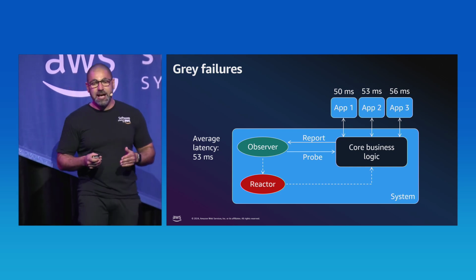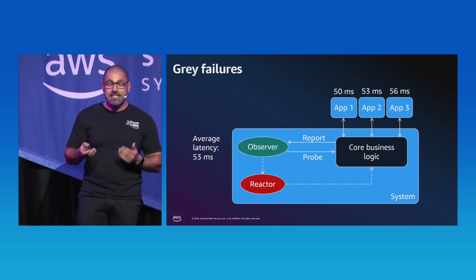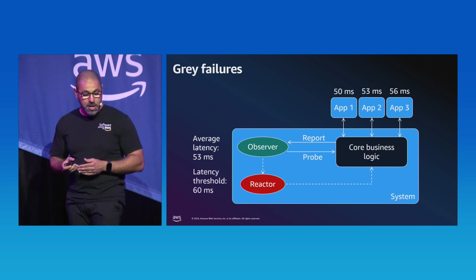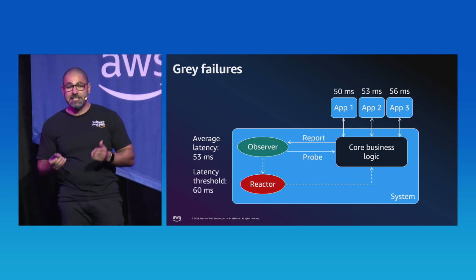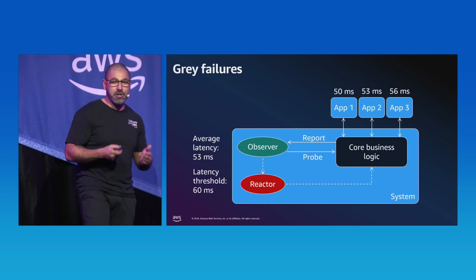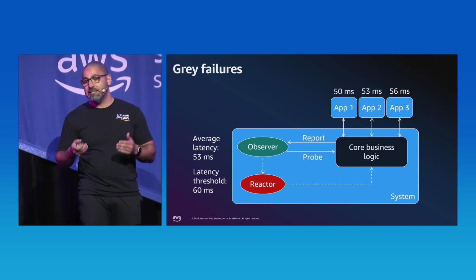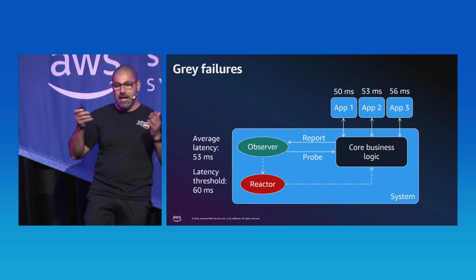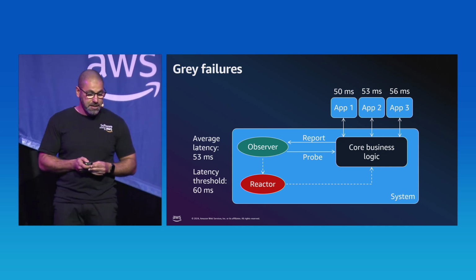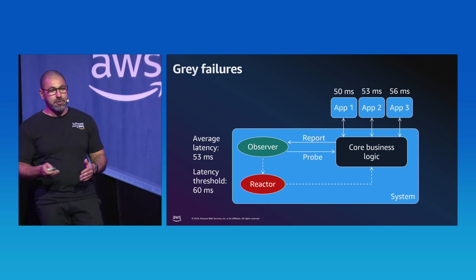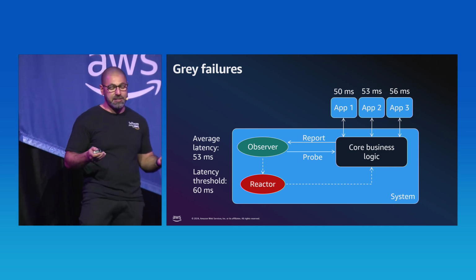The system also has a reactor function, and this has a configured latency threshold of 60 milliseconds. Now, if the average latency exceeds this threshold, the system will trigger an alarm signifying that there's an issue with the overall architecture. There's a failure somewhere that's been detected. So right now, as it stands, monitoring is showing that it's green, and in fact, everything is green.